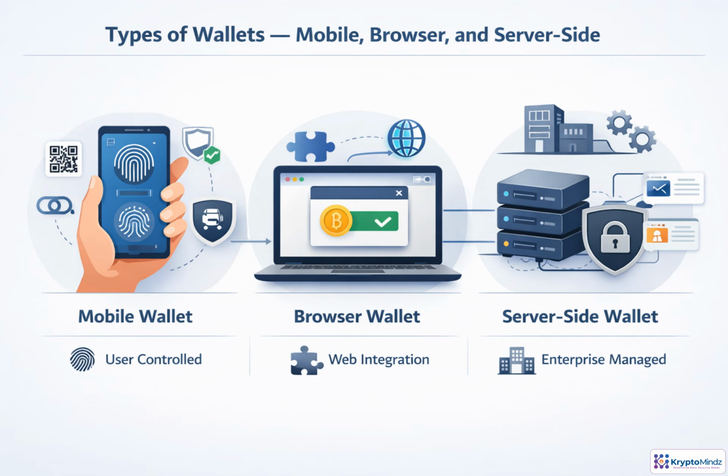Wallet architecture is really a decision about where trust lives. Mobile wallets keep keys close to the user, often protected by biometrics and secure hardware, and work well with QR codes or deep links. Browser wallets fit web-native flows but depend heavily on extension or app security. Server-side wallets support enterprises, automation, and custodial recovery, but shift control toward the operator. Each choice affects privacy, integration, and risk.